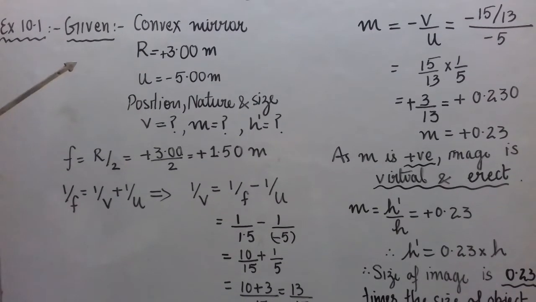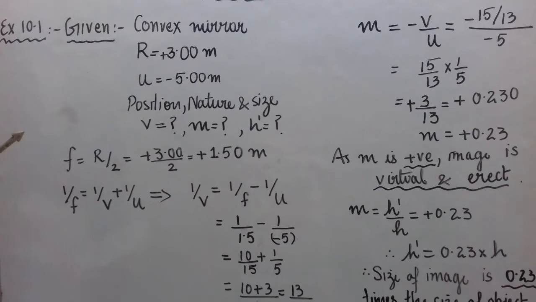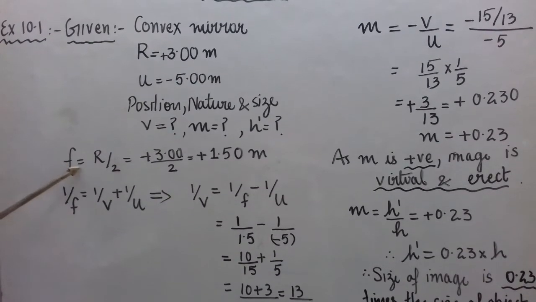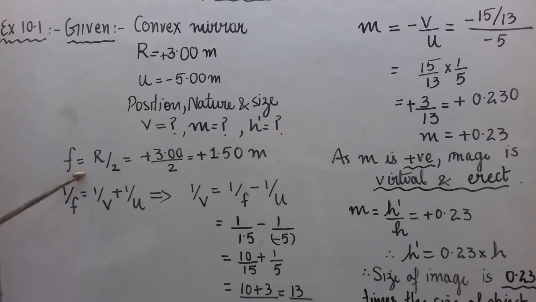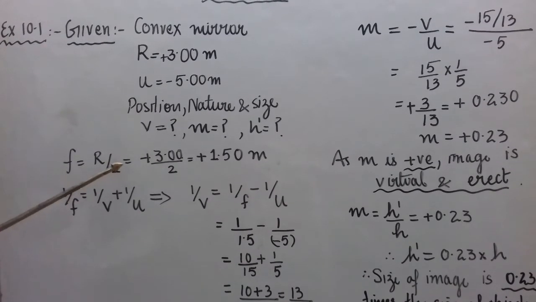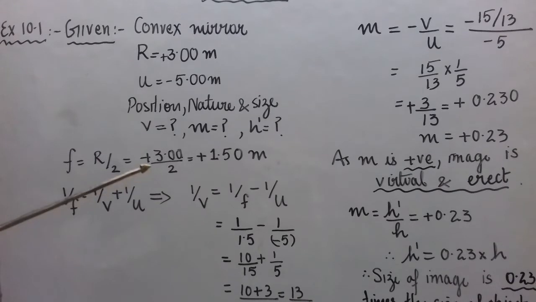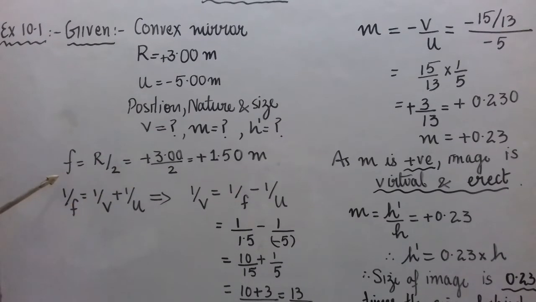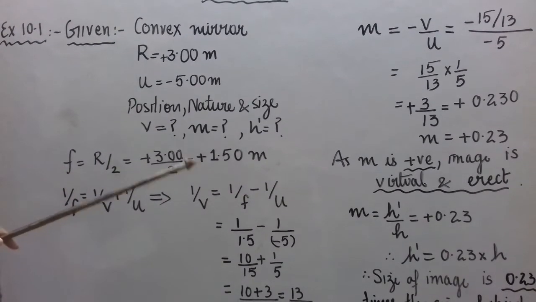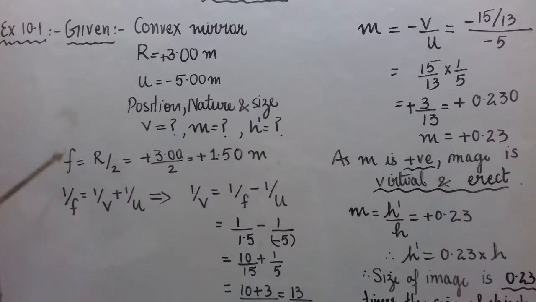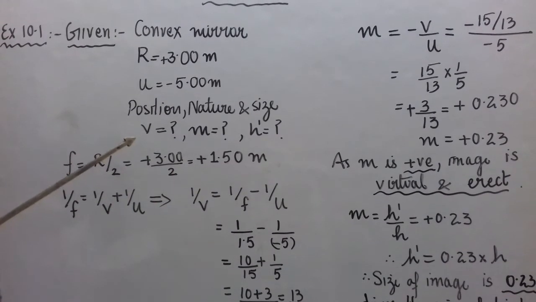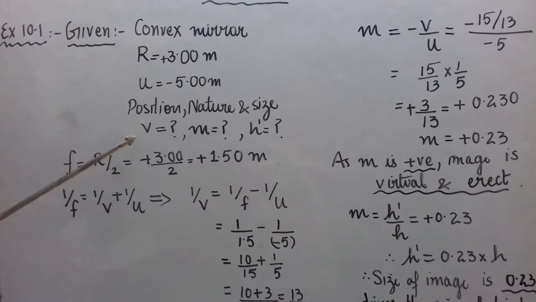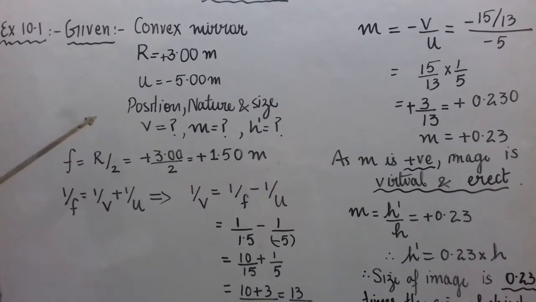R is given. We know that we are considering the mirrors having smaller apertures and for that F is equal to R by 2. Even if it is not mentioned, we have to accept that they are having smaller apertures. So focal length F is R by 2, put the value of R and just simplify it. You get the answer for focal length plus 1.50 meters. Why we have found F? Because we know that using the mirror formula, if we want to find V, we should know F. And F is not given directly here, R is given.